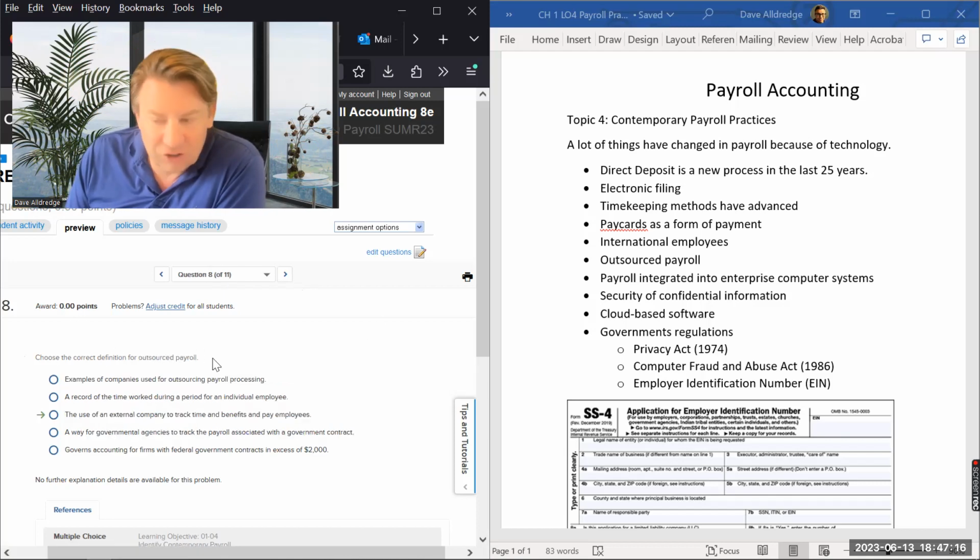Finally, what's the correct definition of outsourced payroll? Outsourced payroll is when we use an external company to track time and benefits and pay employees. Okay.